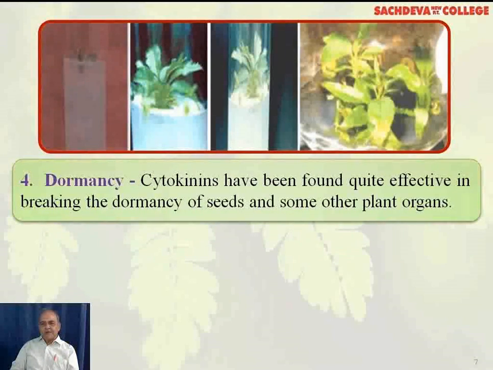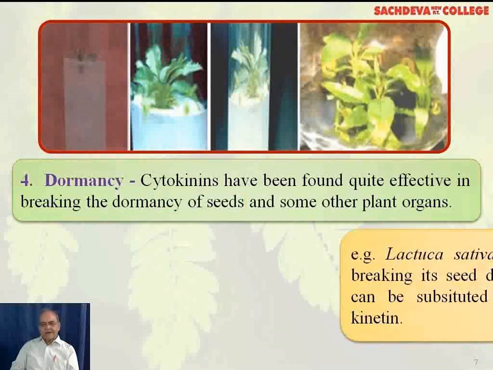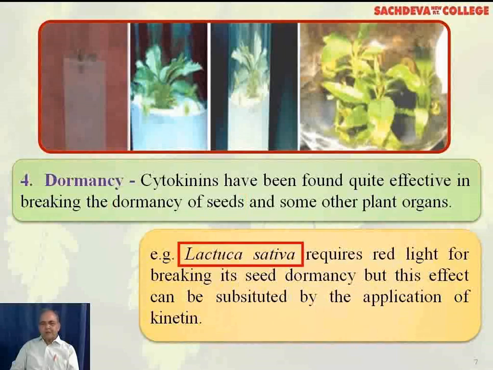Dormancy. Cytokinins have been found quite effective in breaking the dormancy of seeds and some other plant organs. For example, Lactuca sativa requires red light for breaking its seed dormancy, but its effect can be substituted by the application of kinetin.